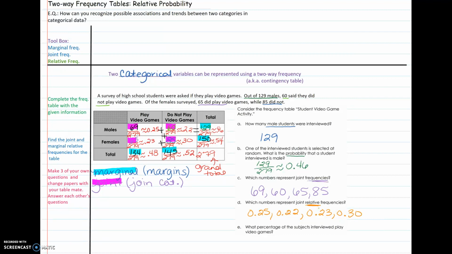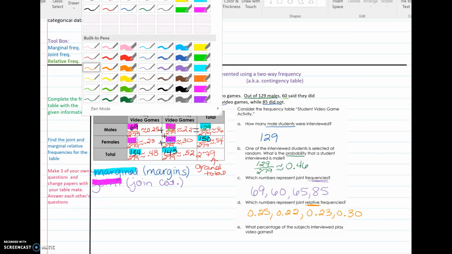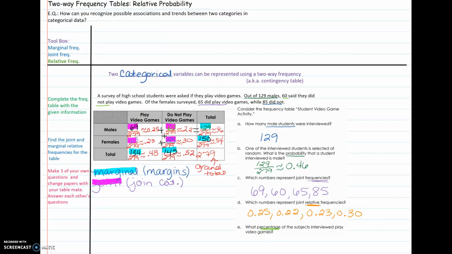So what percentage, ooh, I like it, we're spicing it up a bit. What percentage of the subjects interviewed, we all just turn into subjects, play video games? What percentage play video games? So are we talking about males or females, or everybody? We're talking about everybody here. How many people play video games? That tells me I'm looking at a marginal relative frequency. That's right here, 0.48. But we need to change this to a percentage. So what am I going to do? Hopefully you're remembering we're multiplying by 100 or moving that decimal place. So about 48% of people interviewed played video games.